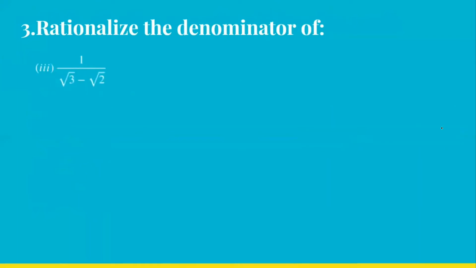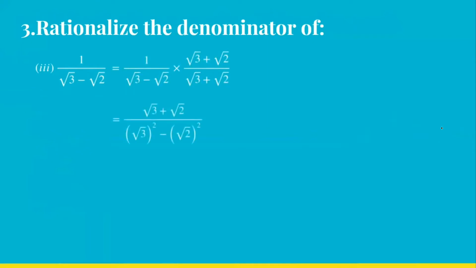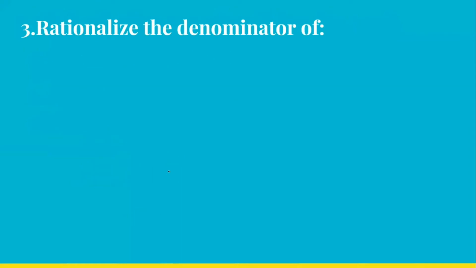1 upon root 3 minus root 2, the conjugate. So we'll have to multiply by root 3 plus root 2. Multiplying by root 3 plus root 2, in the denominator we have (a minus b) into (a plus b), which is going to be a square minus b square. Right? So root 3 square is going to be 3 and root 2 square is going to be 2. So 3 minus 2 is going to be 1. So this is how we have rationalized the denominator. So upon 1.